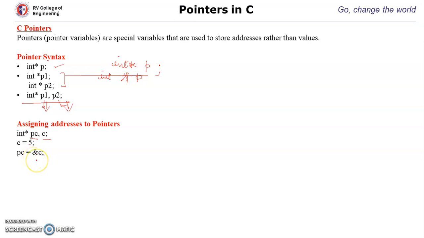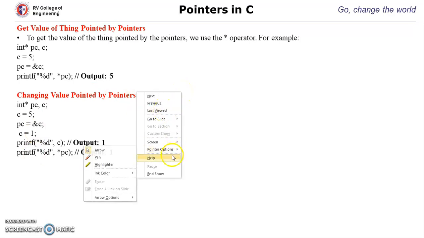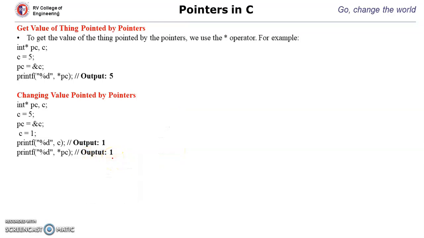Next is getting the value of the thing pointed to by a pointer variable. To get the value of the thing pointed to by the pointer, we use the star operator. Take the same example which I just discussed. Here pc is a pointer variable, c is a normal variable, and the value 5 is assigned to the variable c, and this pointer pc has the address of c.